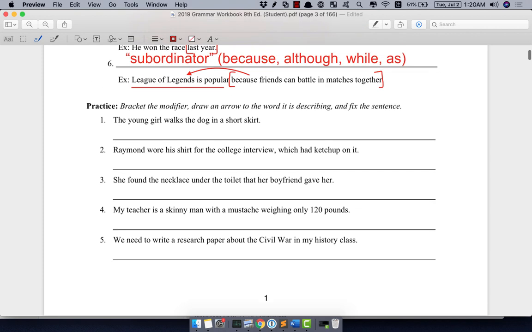Awesome. Okay, now we're doing practice. I'll give you about 20 seconds to think about number one, and then we'll talk about it. Actually, I don't have a timer here, so I'll imagine 20 seconds while you think. The directions are: bracket the modifier first, then draw an arrow to the word it's describing, and then fix the sentence. The modifier could be describing the wrong thing, and if it is, draw the arrow to the wrong thing it describes, not what it's supposed to, but in the sentence as written.